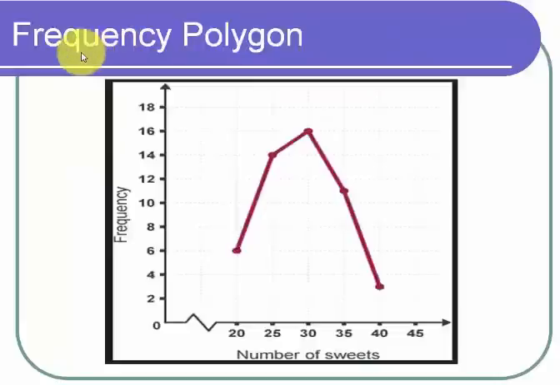And then the next diagram I want to show you, or the next chart, is called a frequency polygon. That's very much like a histogram, but instead of drawing rectangles, we just draw the dots at those frequencies and connect the dots. And that's it.